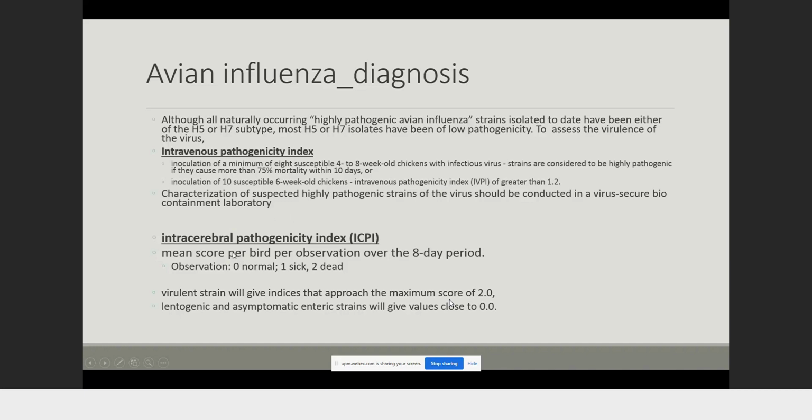So on top of that, you also can do the intracerebral pathogenicity index. Okay, you inoculate this virus into the cerebrum of the chicken and you observe the outcome. So if the chicks appear normal, it will be graded as 0, 1 if sick, 2 if death. So a virulent strain will give a maximum score of 2, whereas a less virulent strain will give a value closest to 0. This is how you diagnose what kind of strain you are dealing with.